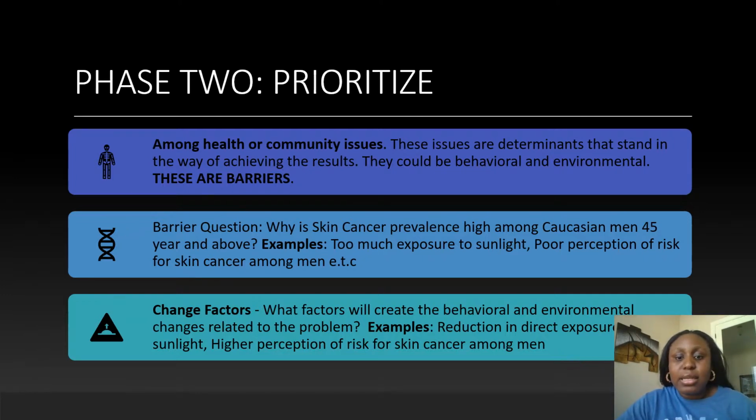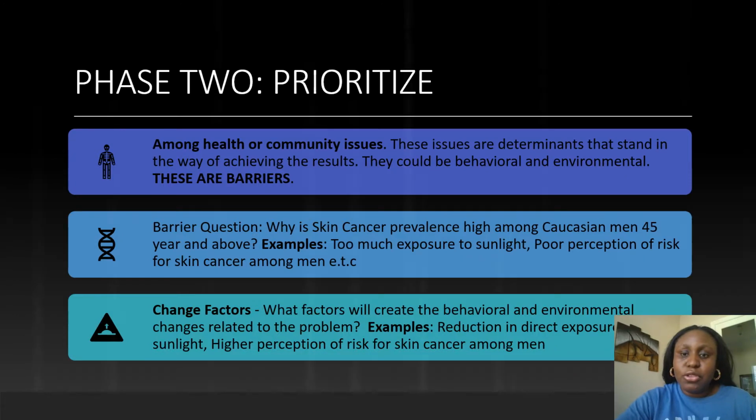Then the next thing is, what are some factors that will create the changes that would help reduce people's exposure to sunlight and will help them have a higher perception of risk. Okay, so again, for phase two, you're prioritizing two things. First, you're prioritizing the issues you want to focus on, and then you're prioritizing the factors that will create change or address those issues that you've prioritized to focus on.